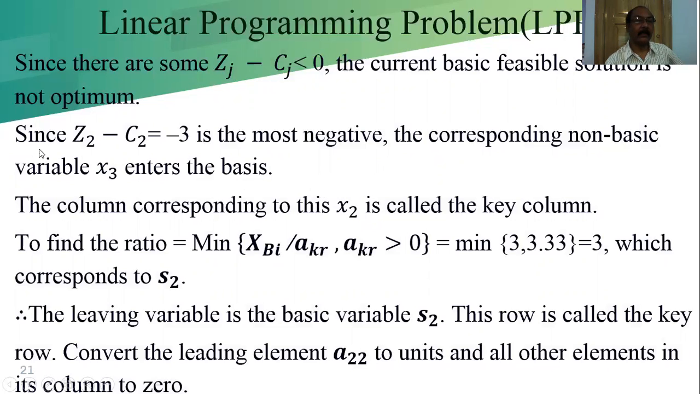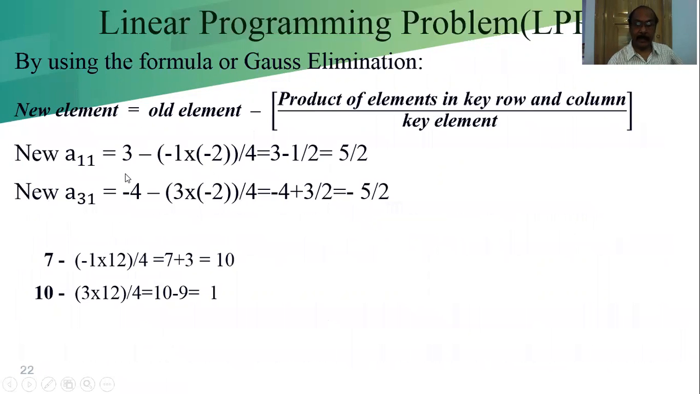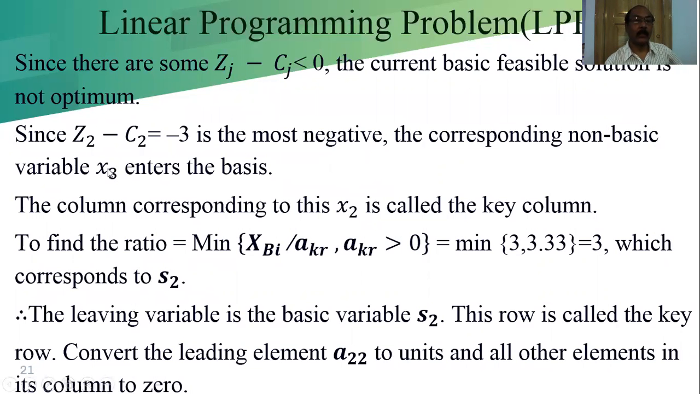are written here. Since Z2 minus C2 is minus 3, the most negative, the corresponding non-basic variable is x3. No, not the x3, this should be the x2. This variable is the x2. This x2 enters the basis. The column corresponding to this x2 is called the key column. To find the ratio, we already discussed. So we can move to the leading element, it is J22. It is converted to the unit, and all other elements corresponding to this column will be 0.